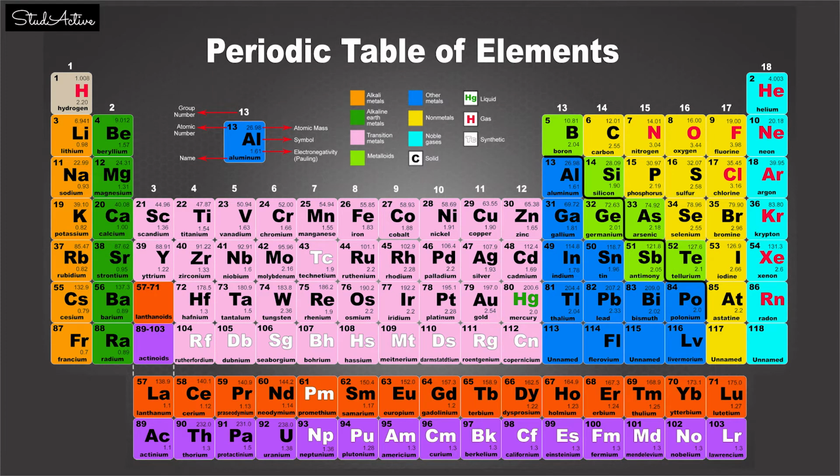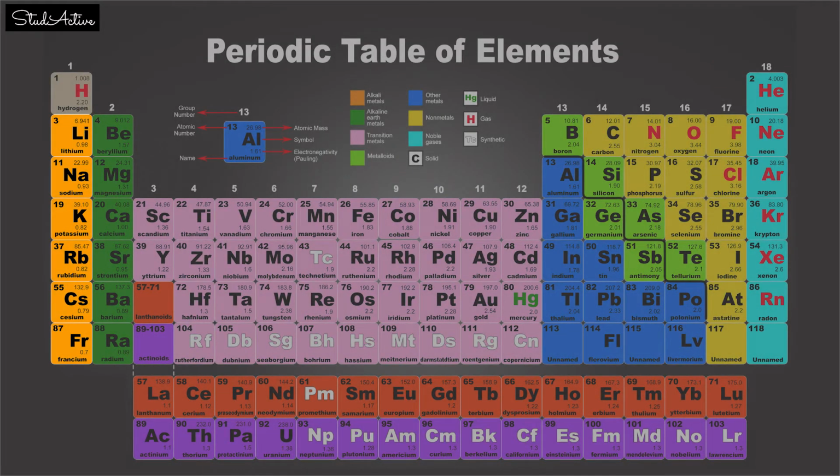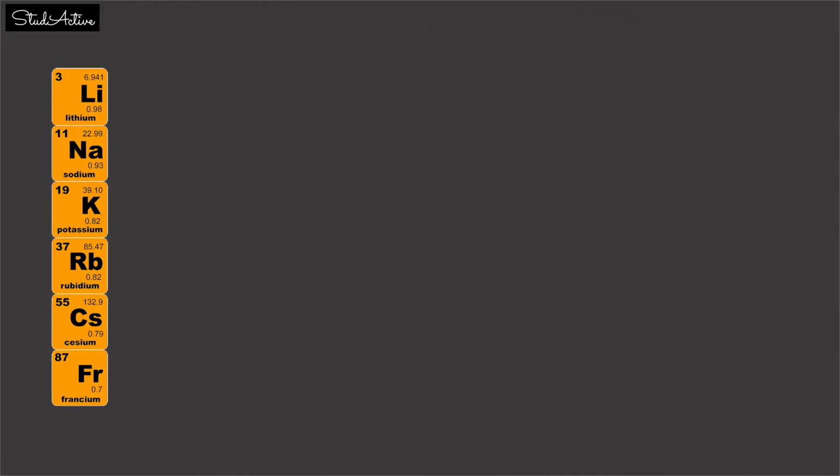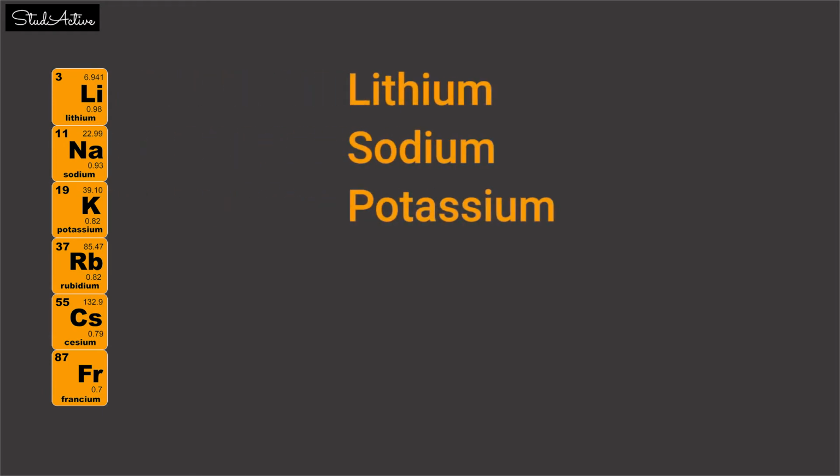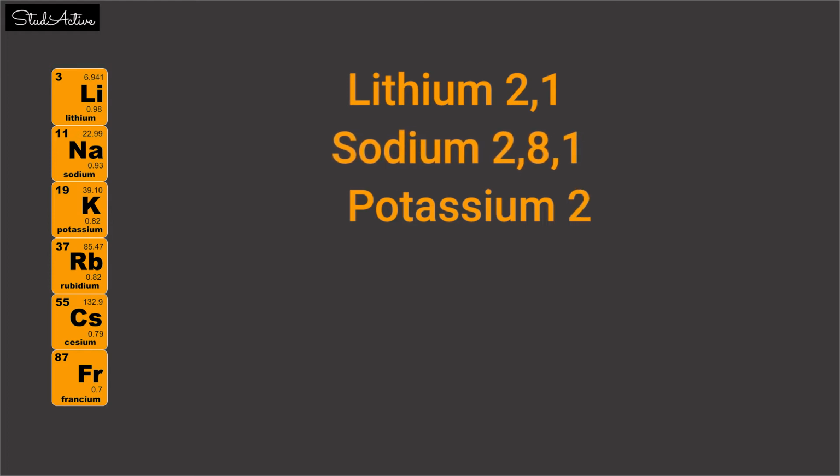Elements which have the same number of valence electrons, that is, the same outer electronic configuration, are present in the same group. Let us take an example of group 1A: lithium, sodium and potassium. Let's see the electronic configuration. Lithium 2, 1. Sodium 2, 8, 1. Potassium 2, 8, 8, 1.